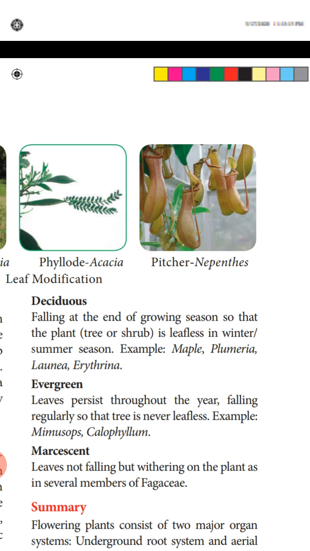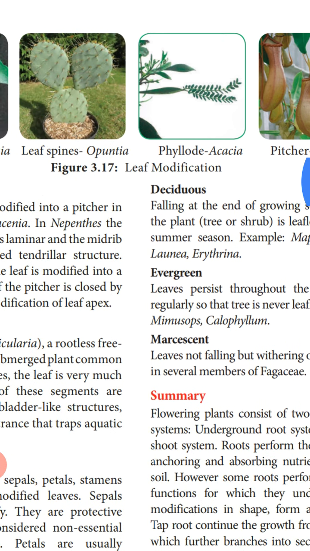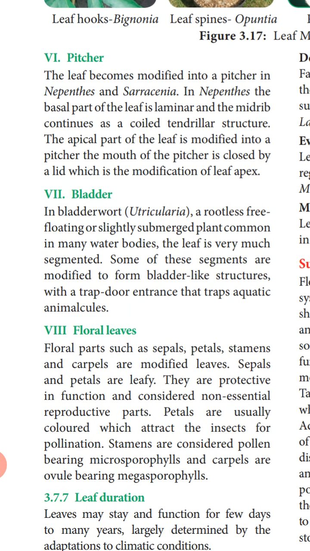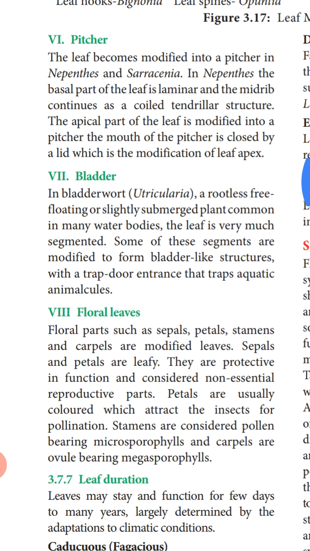This is again a leaf modification found in insectivorous plants, which helps in trapping insects, and they are found in regions where the plants have less nitrogen.